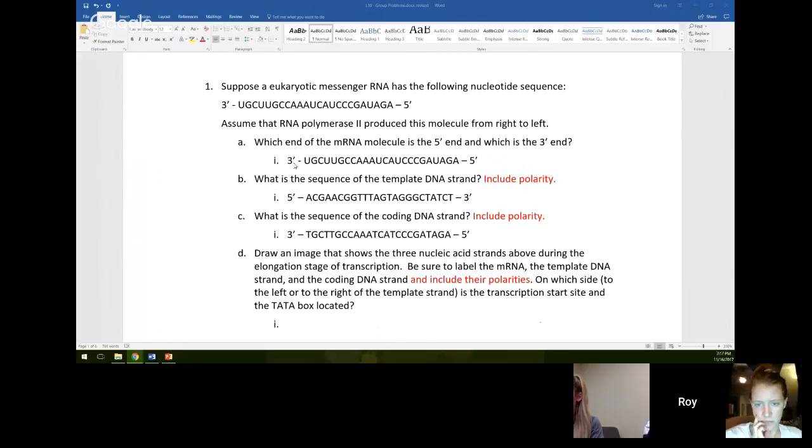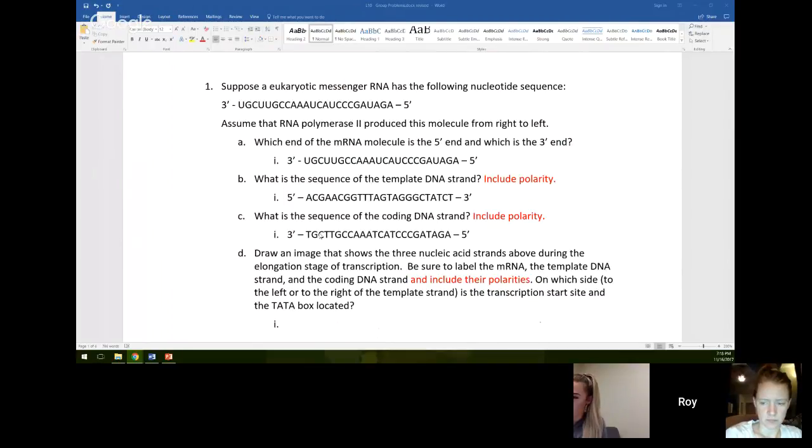And then it asks, what is the sequence of the template DNA strand? Include polarity. And since it's a DNA strand, you're not going to use uracil, you're going to use adenine instead. And so the 5' end is going to be on the left and the 3' end is going to be on the right. It's a 5' A, C, G, A, A, C, G, G, T, T, T, A, G, T, A, G, G, G, C, T, A, T, C, T, and then 3'.